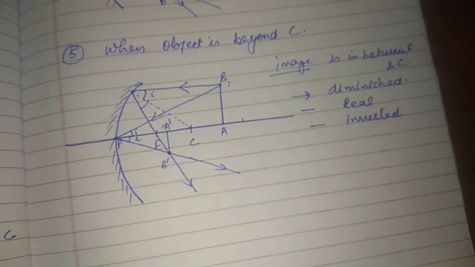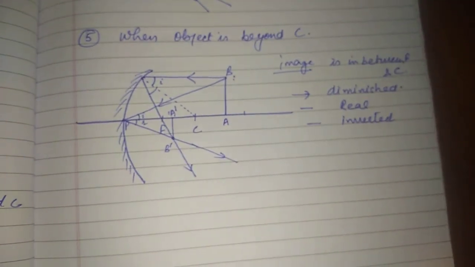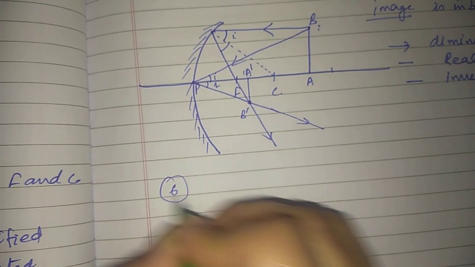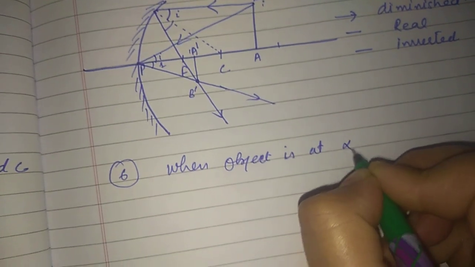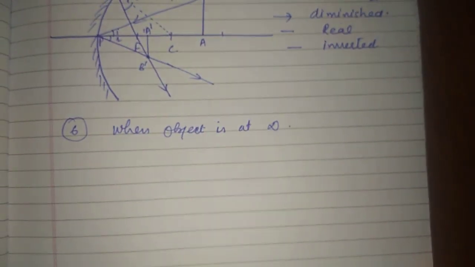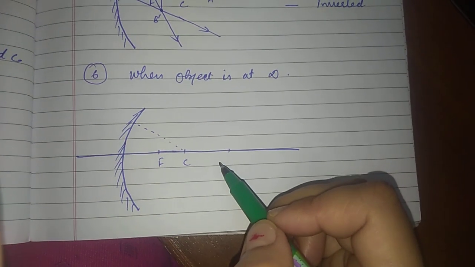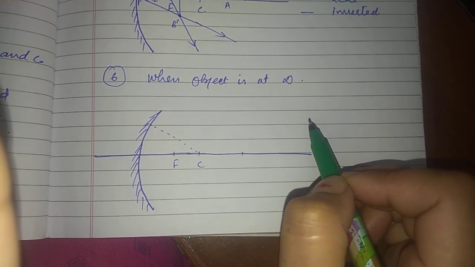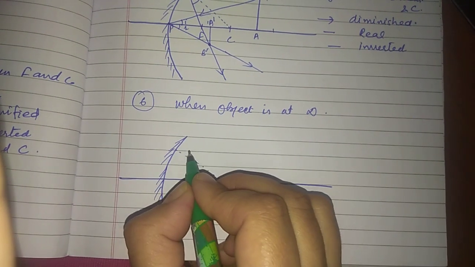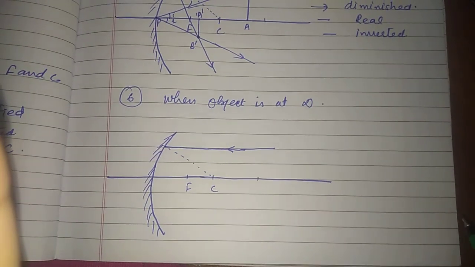Now the last case we will discuss is when the object is at infinity. So sixth case, here the object is at infinity. So let us draw the mirror. So I have drawn the mirror here. The object is at infinity, which is very far away from the mirror. So when the object is far away or at infinity, in that case we'll consider the parallel rays would be coming from the object. So all the parallel rays are going to fall on the mirror from the object. So these are the rays which are coming from the object.